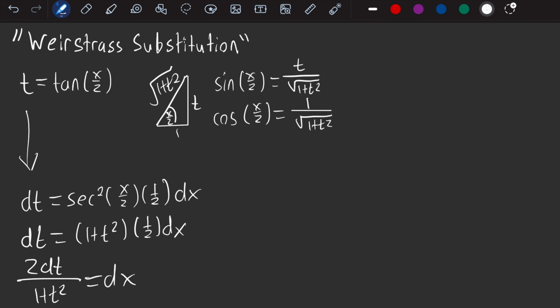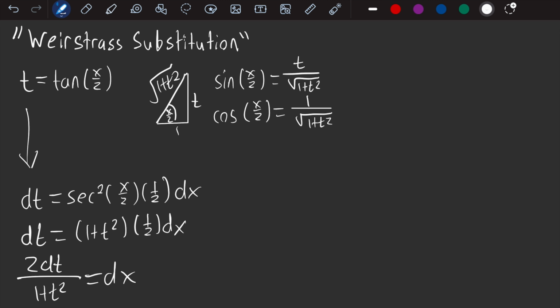And now, without loss of generality, I'm going to show you what sine of x and cosine of x become with respect to the substitution. I say without loss of generality because every other trigonometric function can be expressed in terms of combinations of sine of x and cosine of x. And so if you're able to derive what sine of x and cosine of x are with respect to this t substitution, then you can find the rest of those functions just by doing a bit of manipulation.